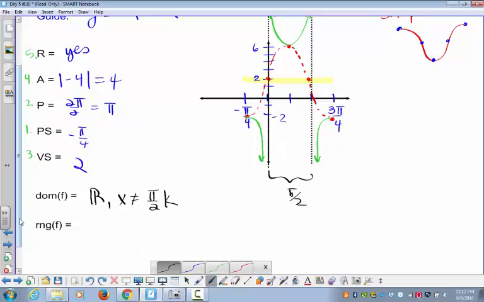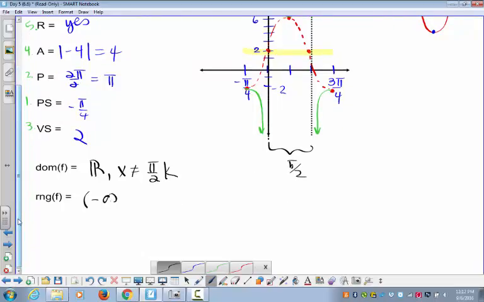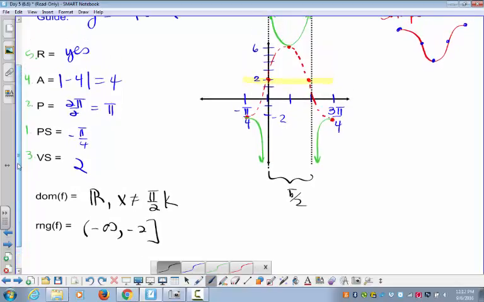And then range, minus infinity, climbing up the y-axis to -2. And then we have to make a big jump, quantum leap, up to 6, and then up to infinity.